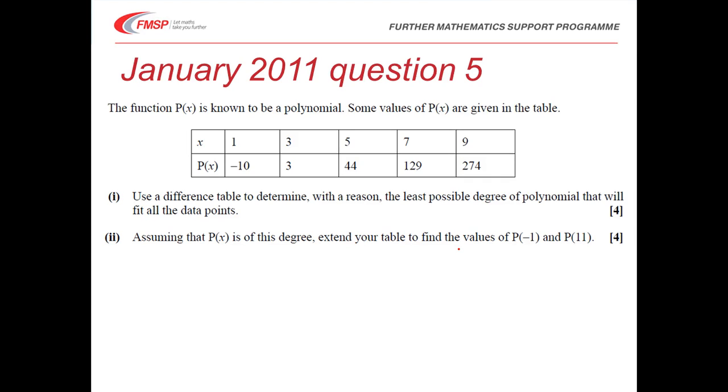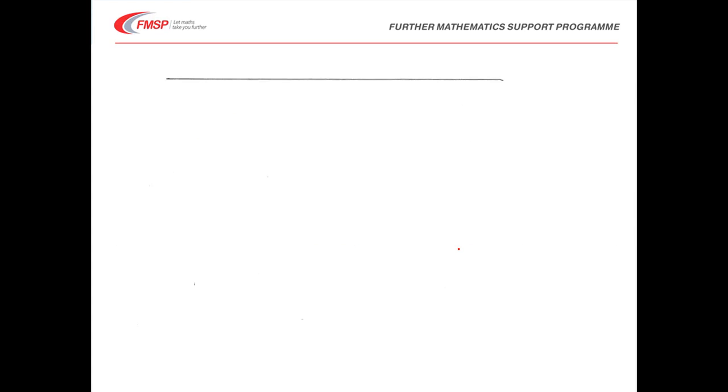Now part 2 says, assuming that it is of that degree, extend your table to find the values of when x is negative 1, what y is, and when x is 11, what y is. So I'd make sure you read the question first, because the best thing here is just to leave the space in the table for part 2.